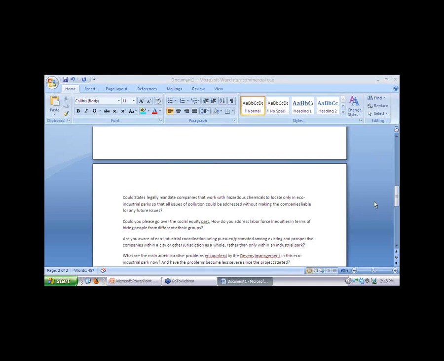So am I aware of eco-industrial coordination being pursued among existing and prospective companies within the city or jurisdiction as a whole? Yes, and that's sort of called eco-industrial networking. So Kansas City, Kansas is doing that. There's a program in Mobile. There was a program in Chicago. There's one in Portland.